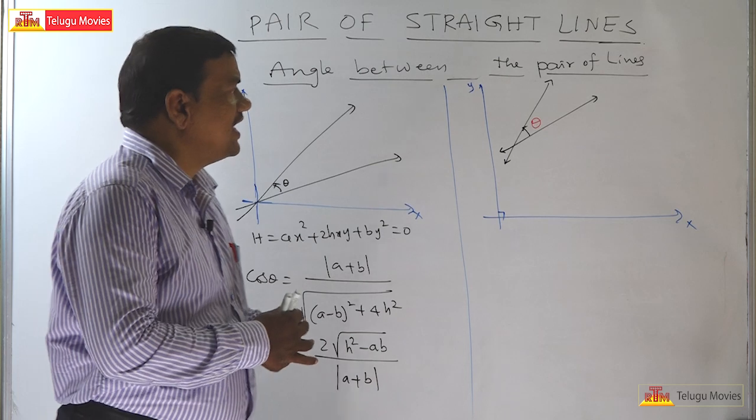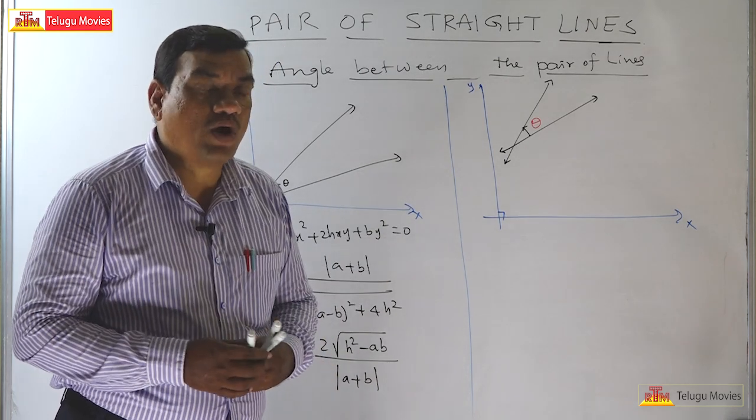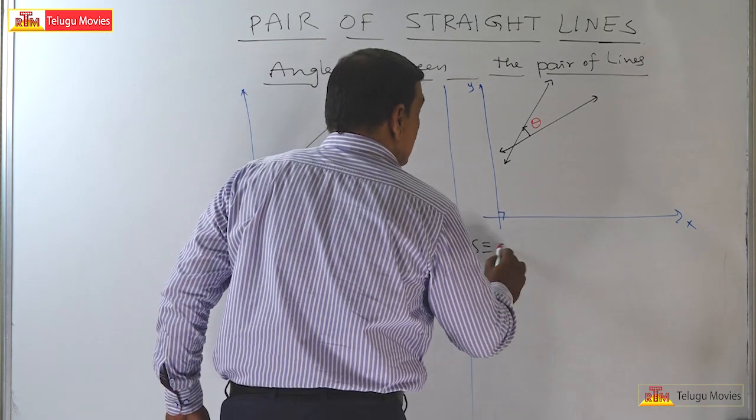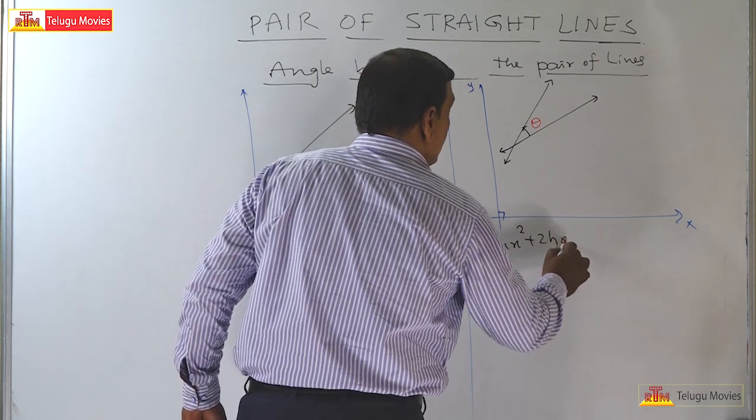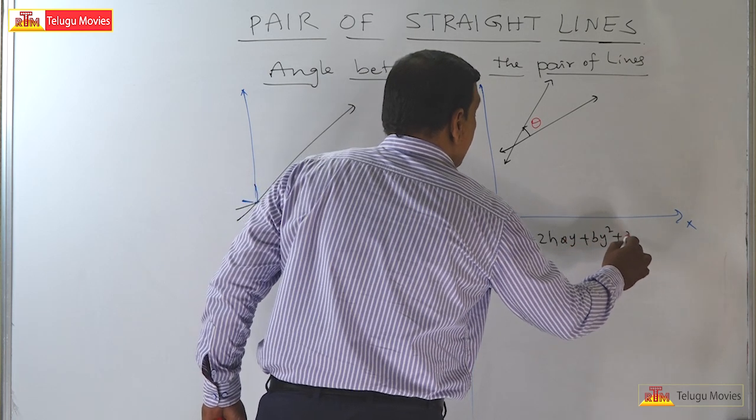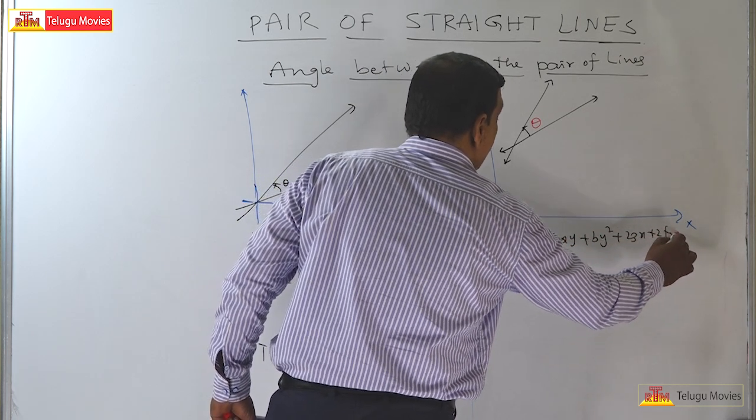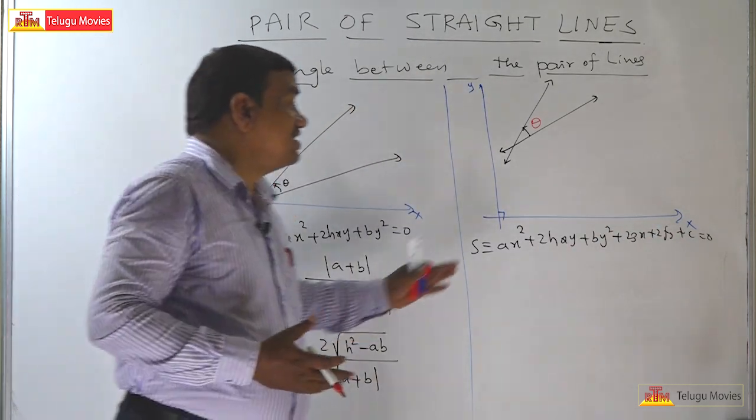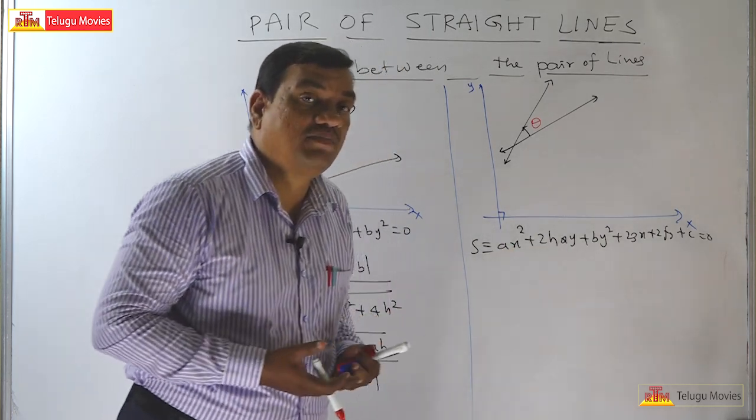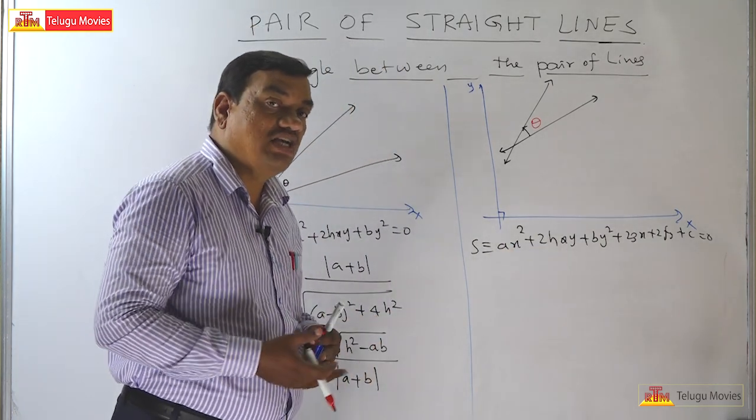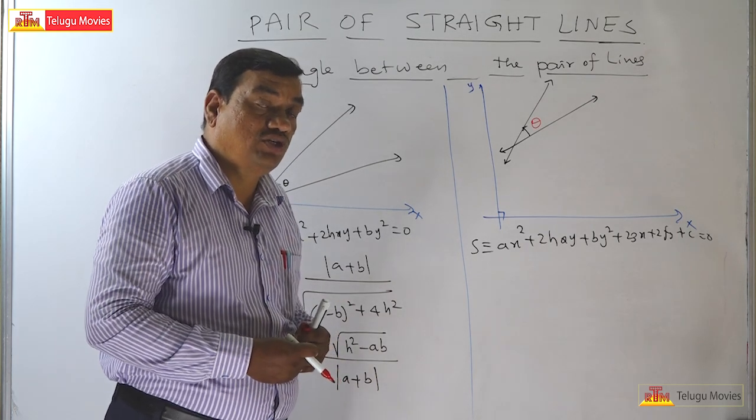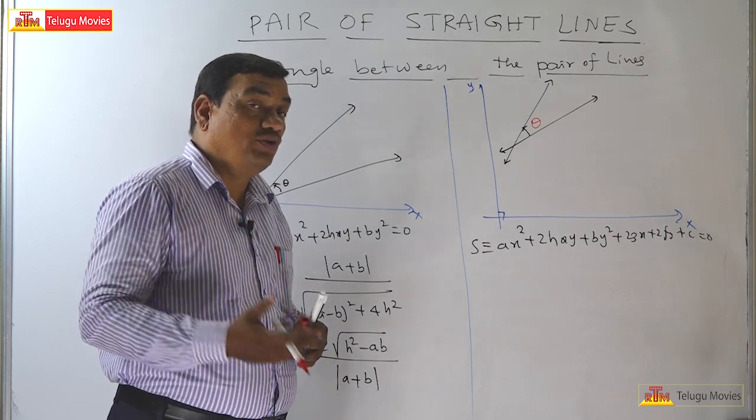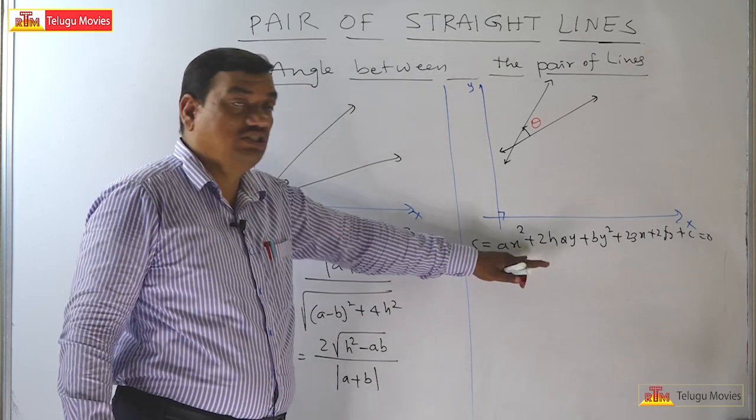Now, let us see if the lines are not passing through the origin, then what is the equation of this line? S is equal to the general form ax square plus 2hxy plus by square plus 2gx plus 2fy plus c is equal to 0. Of course, I already explained the condition. Delta means abc plus 2fgh minus af square minus bg square minus ch square is 0. h square greater than or equal to ab, f square greater than or equal to bc, g square greater than or equal to ac. All those 4 conditions are satisfied by this equation.